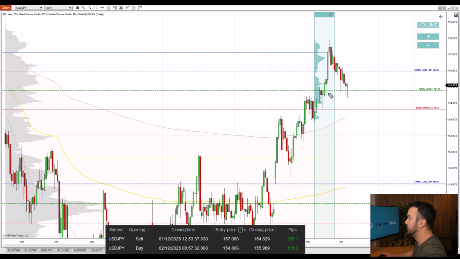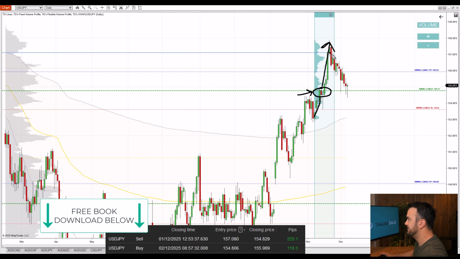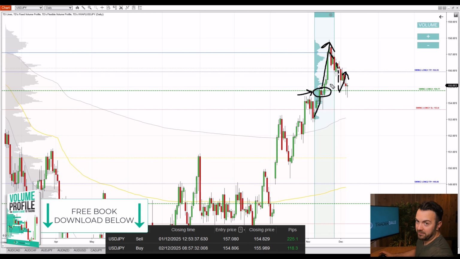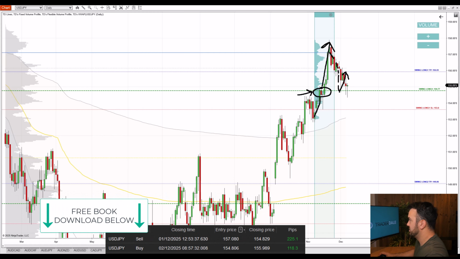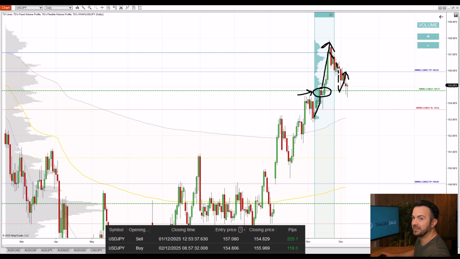First thing was a volume cluster. This volume cluster formed within this trend. So this was telling me that buyers were active here in this area, adding to the long positions, and that if there's a pullback, they're likely to defend this place, right? But the volume cluster wasn't too strong. As you can see, it doesn't really stand out too much.